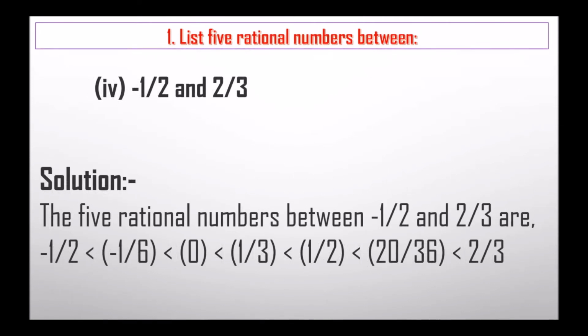-1 upon 2 and 2 upon 3. The 5 rational numbers between them are -1 upon 6, 0, 1 upon 3, 1 upon 2, 20 upon 36.